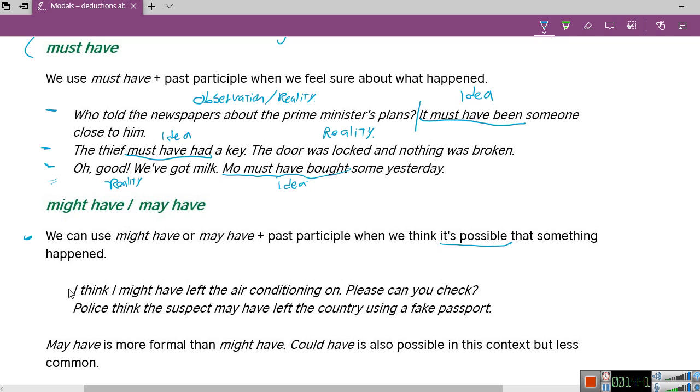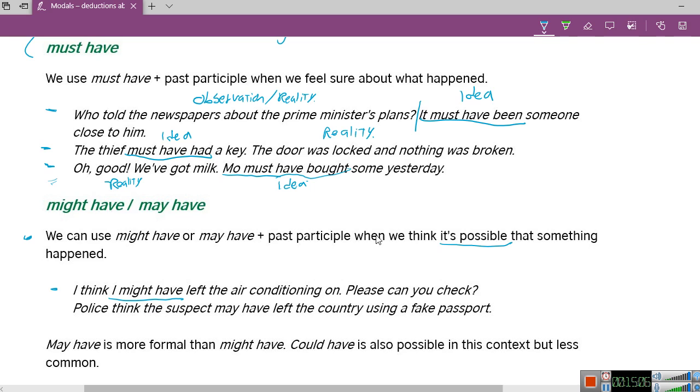Let's look at these examples. I think I might have left the air conditioning on. Please, can you check? I'm not sure I left the air conditioning on. I could have left it off. So I use might have because I have two possibilities.